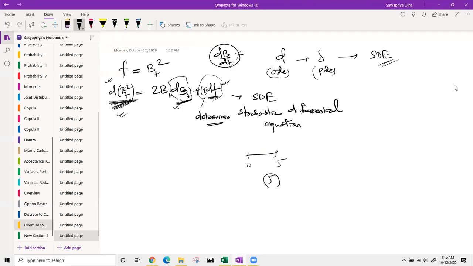After you get an SDE, a stochastic differential equation, you have to integrate this to get the solution. Exactly how we used to go from ODEs to solution, remember, by integration, or PDEs to solution. Similarly, from SDEs we'll get the solution. The solution would be like, what is this Bt square in closed form? That would be the solution. Okay.